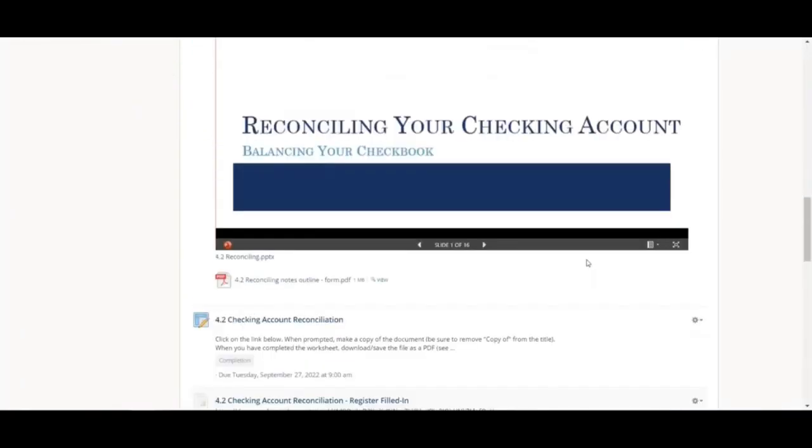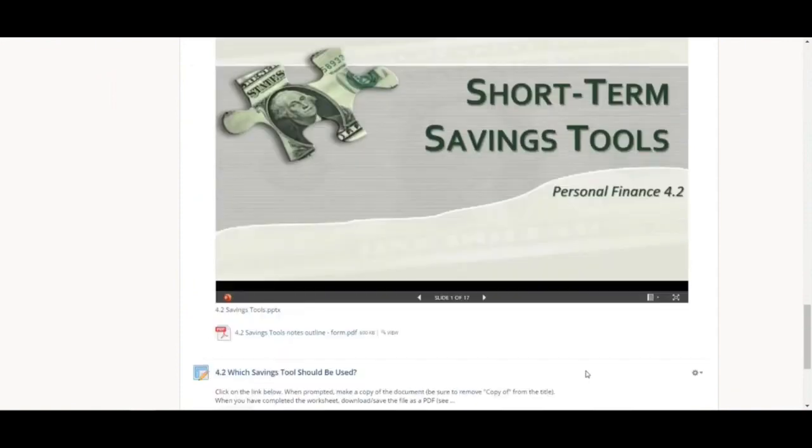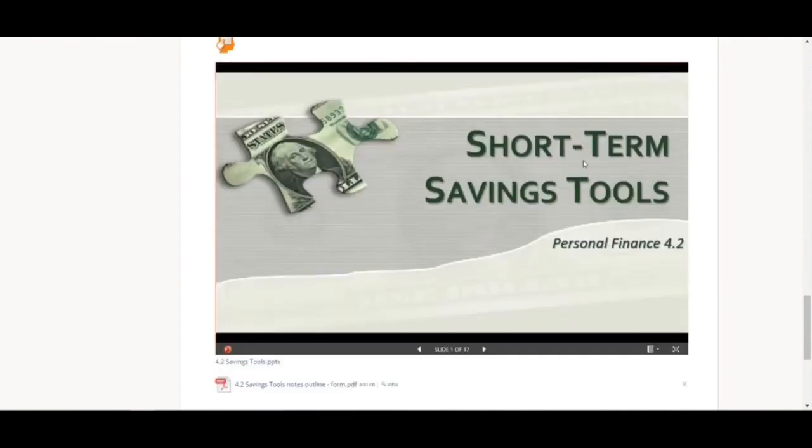Okay. So we've done checking account, we've done reconciling. The last thing on here for 4.2 is looking at the different types of short-term accounts that banks and credit unions and so on offer. And so these are called short-term savings tools. Included in this is a checking account, right?